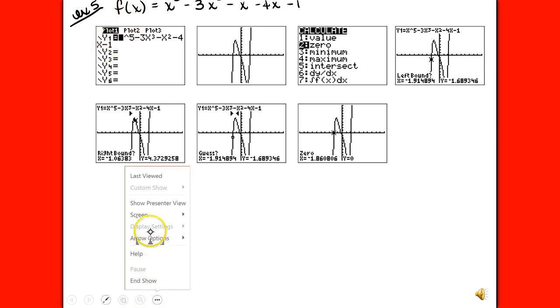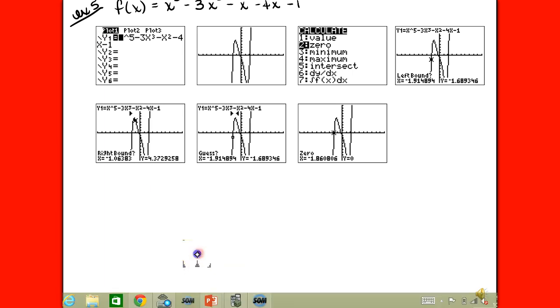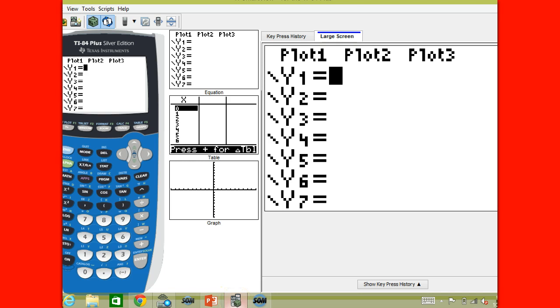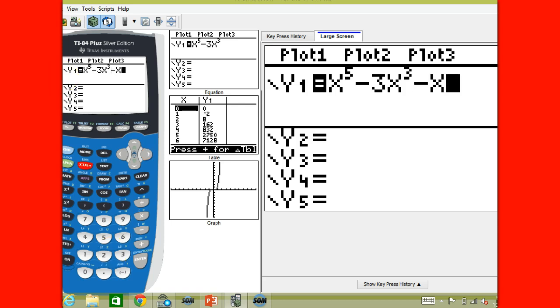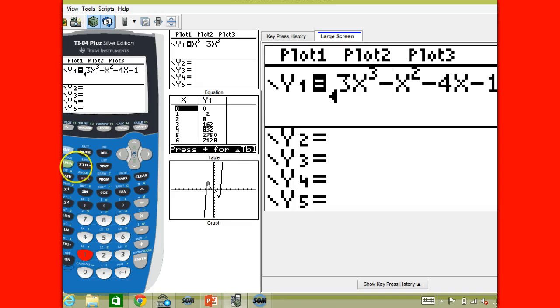We could go to y equals, so grab your graphing calculator if you would. And we'll put in that equation. So we had x to the 5th minus 3x to the third minus x squared minus 4x minus 1. And I'm going to start with a zoom 6.